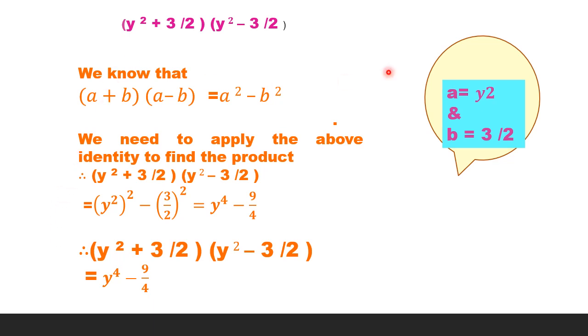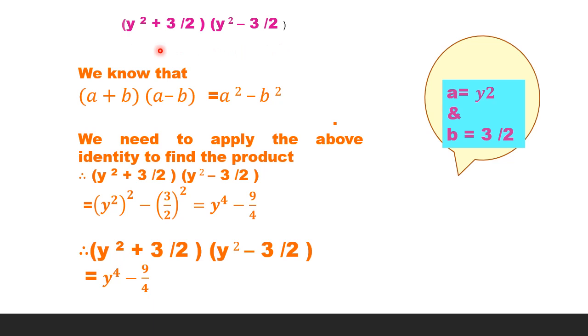In this sum, we are going to use a different identity. Now you have to just observe which identity suits this sum the best, and then you have to apply it. So here we are able to identify that this identity, A plus B, A minus B, is required for this sum. Here the factors are A plus B, A minus B in general.